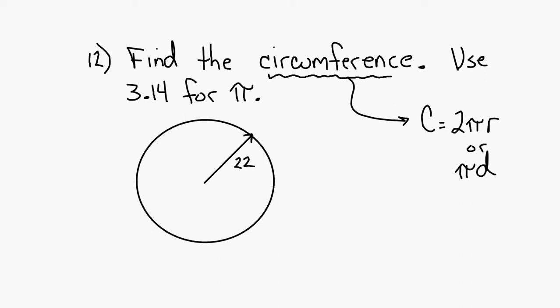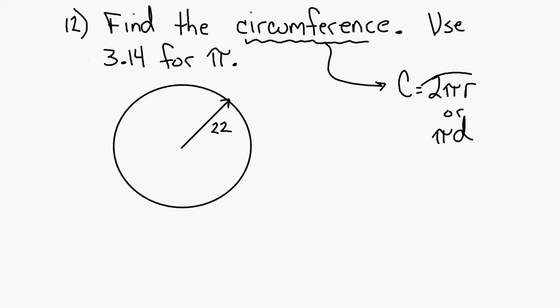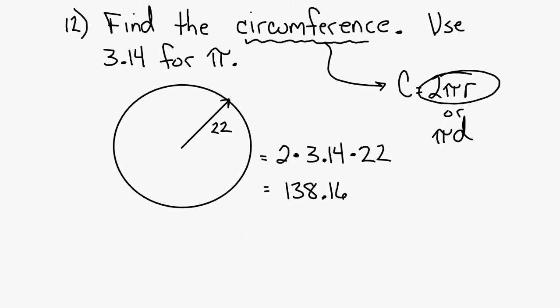So are you given the radius or are you given the diameter? You're given the radius. So use the radius formula. Okay? 2 times 3.14 times the radius, which is 22. $138.16 is your circumference.